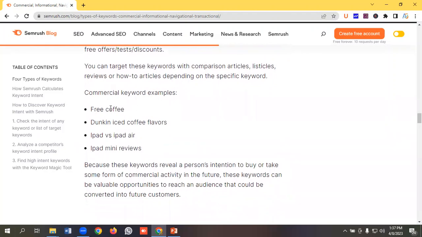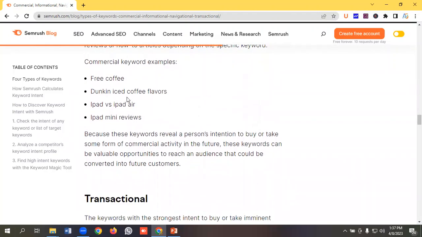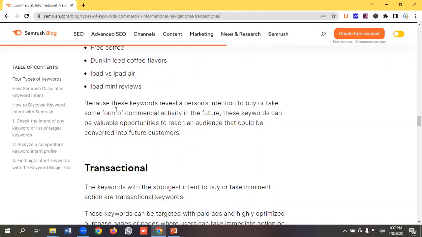Here are some examples of commercial keywords, like free coffee, Dunkin' iced coffee flavors, iPad versus iPad Air, and iPad mini reviews. Because these keywords reveal a person's intention to buy or take some form of commercial activity in the future, they can be valuable opportunities to reach an audience that could be converted into future customers.